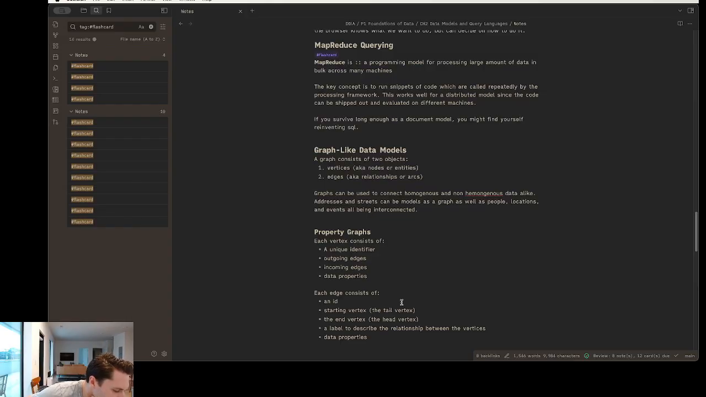Some important aspects of this model, let's see. Ooh. It's raining.